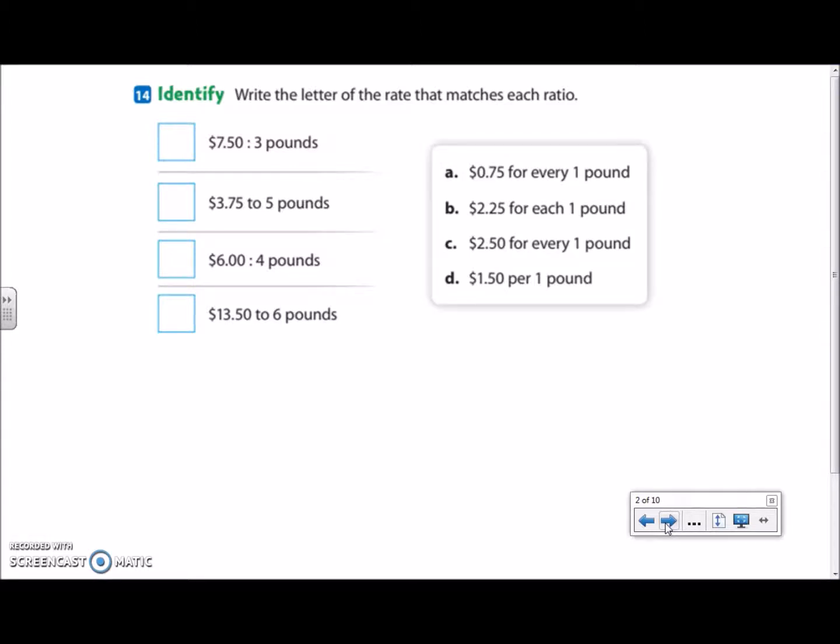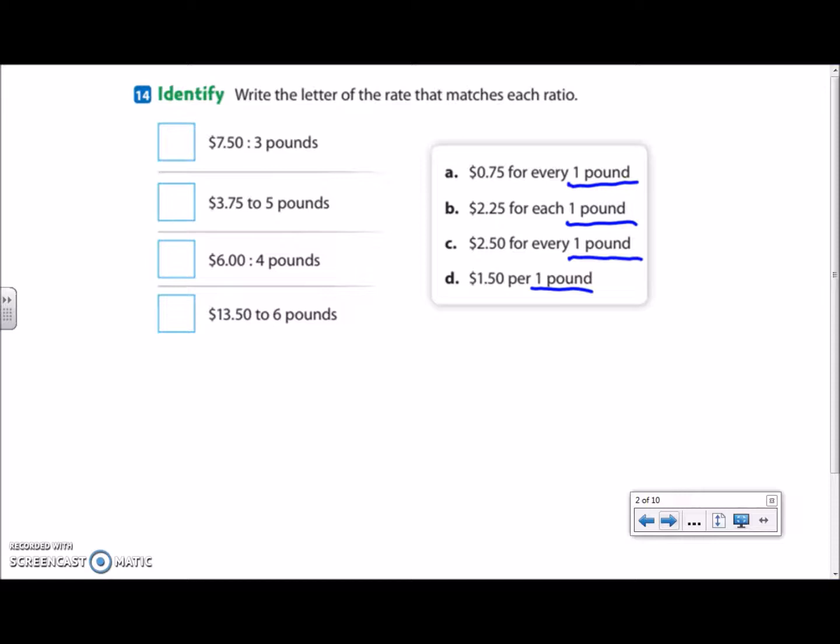So we have a matching exercise. And before I start identifying which one goes where, I'm going to look at my answer choices here, and what I see is that each answer choice says for every pound, for each pound, for every pound, per pound. So each of these looks to me like it identifies a unit rate, okay, for every one or for each one or per 1 pound. And so that's going to help me to determine which of these ratios on the side for number 14 is going to match each unit rate.